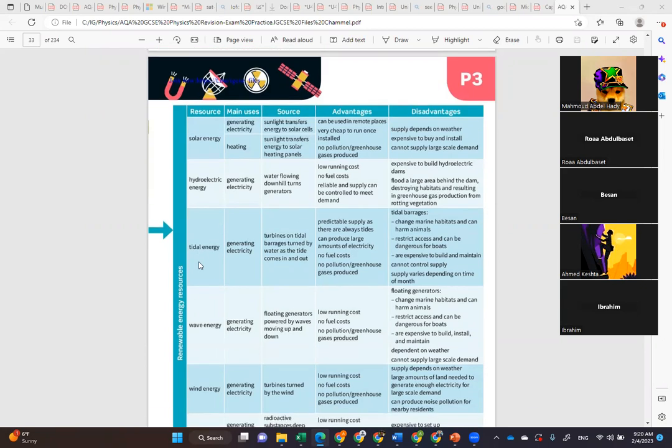So the third type of renewable energy resources is going to be tidal energy. Tidal energy, you know, between Earth and Sun, and Earth and Moon, we have.